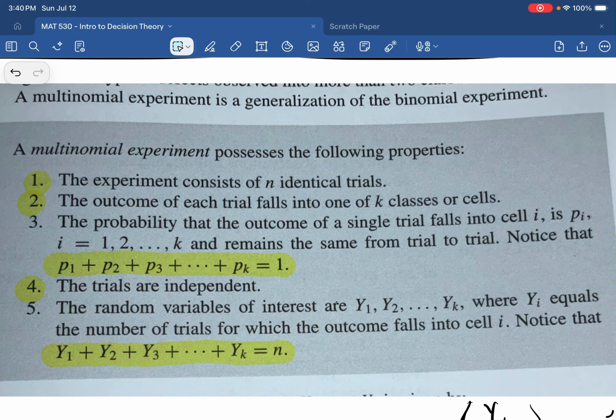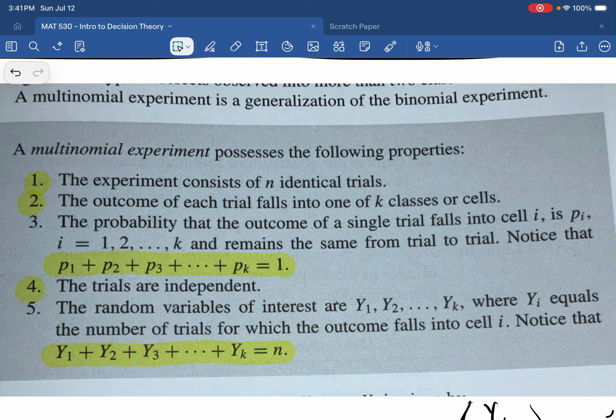A multinomial experiment has the following properties. First, there are n identical trials. That should seem familiar to us. That's the same as what happens in the binomial experiment. The second requirement there is that the outcome of each trial falls into one of k classes. The binomial experiment itself is a multinomial experiment where k is 2. But in general, we can have 1, 2, 3, 4, 5, or however many outcomes. But for any one experiment, that number has to be fixed.